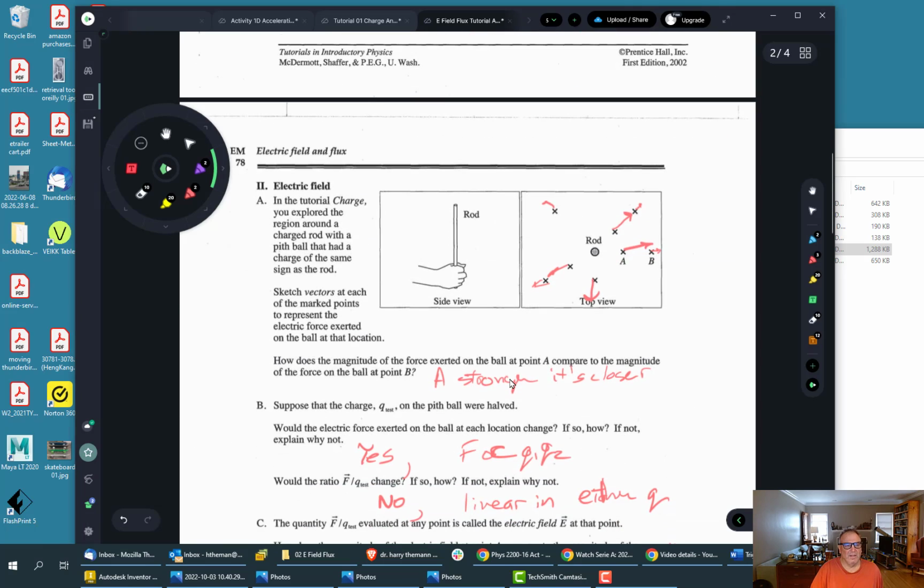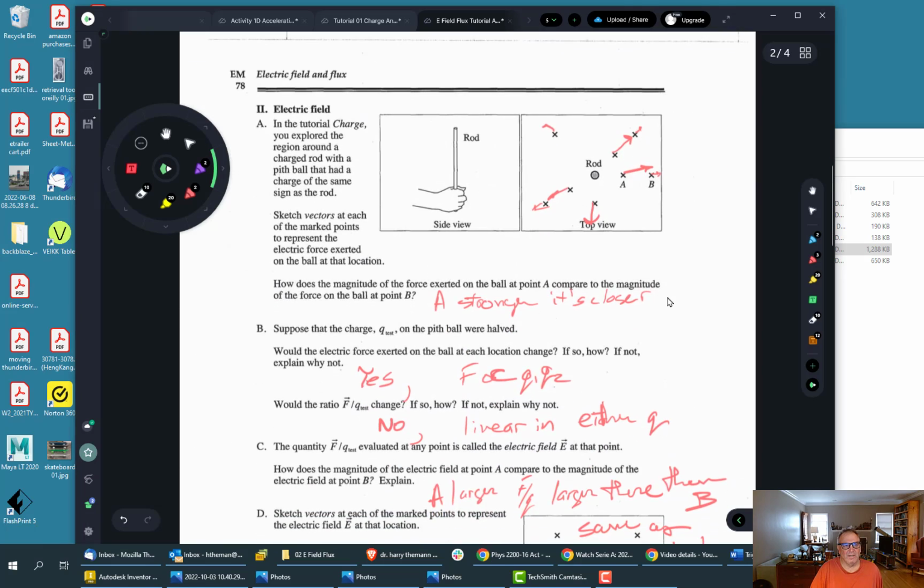Okay, what's next? Now we switch right over to a rod. And we're assuming that the distances here are all kind of the same. So they have an equal E vector, and it's looking like these are all the same. So they have equal but smaller E vectors.